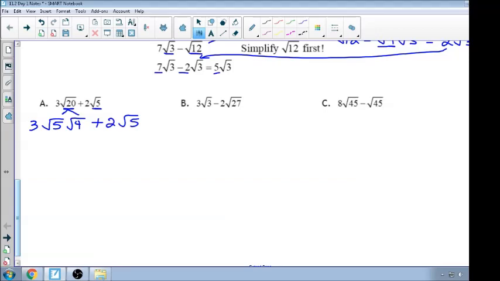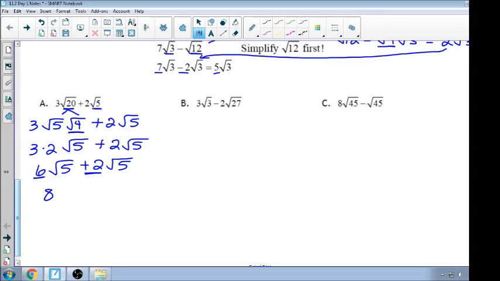Now, what can simplify from 3 times root 5 times root 4? Well, root 4 is a perfect square, so I can take 3 times 2, leaving me with my root 5, plus 2 root 5. That's just going to keep coming along. Well, 3 times 2 is 6 root 5 plus 2 root 5, and now I have an example just like what I was working on in the last section. So I can just take 6 plus 2, which is 8. The root 5 and the root 5 will just stay root 5.